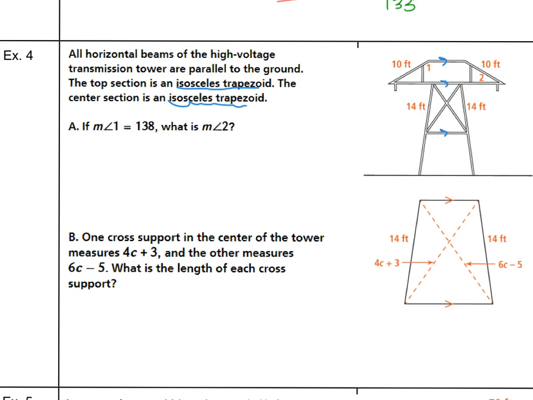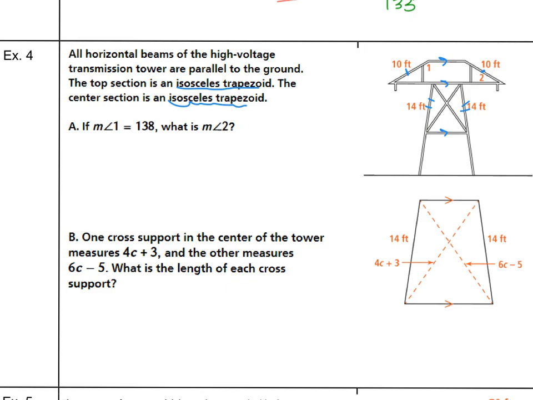So see where it says 10 on the left? I'm going to put a dash there, 10 on the right, and then down below where it's 14, I'll place a double dash, and then a double dash on the right-hand side as well. It's kind of like we have an isosceles trapezoid on top of another isosceles trapezoid. If the measure of angle 1 is 138, what is the measure of angle 2?